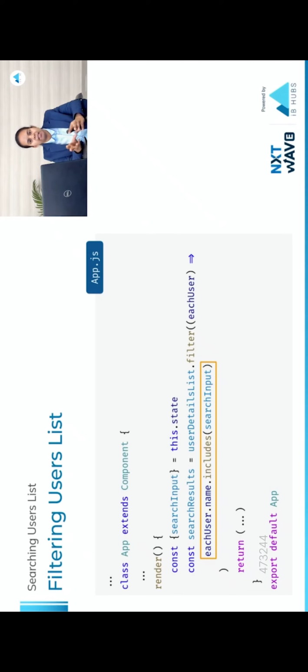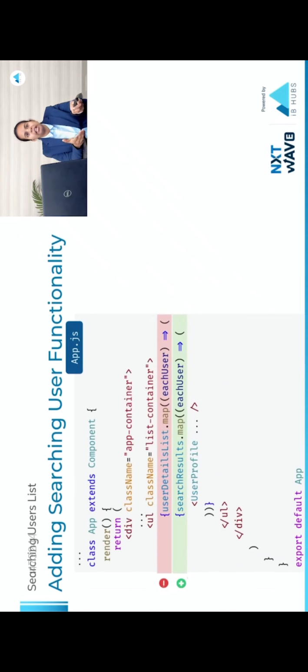Each user will be passed as an argument to the callback function. Then we are checking whether the search input is present in the name or not. If it is present, it will return true. So appropriately, those users which have the search input will be filtered and will be present in the search results. Okay, clear?